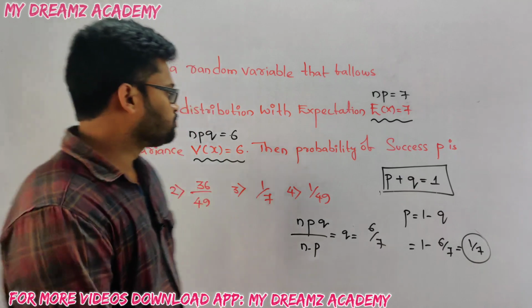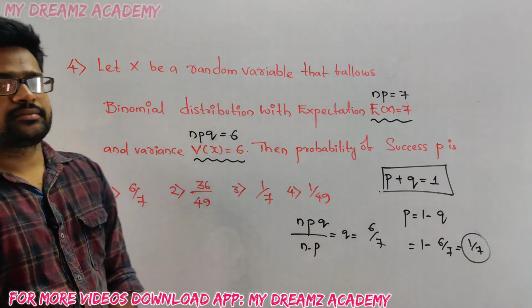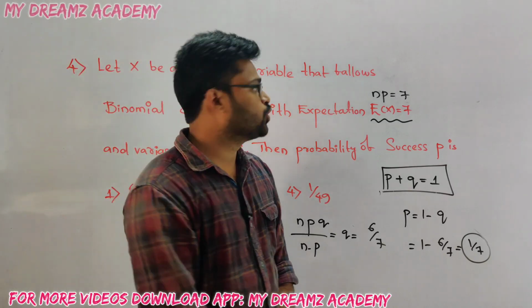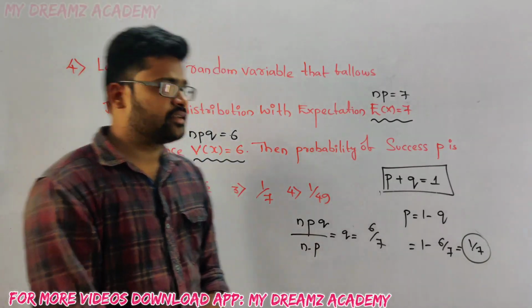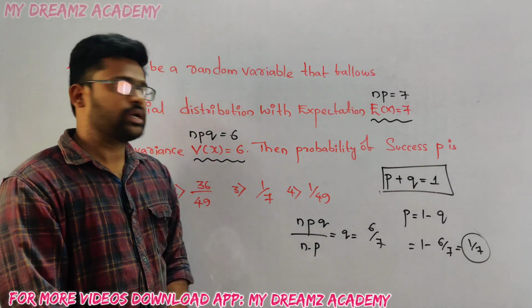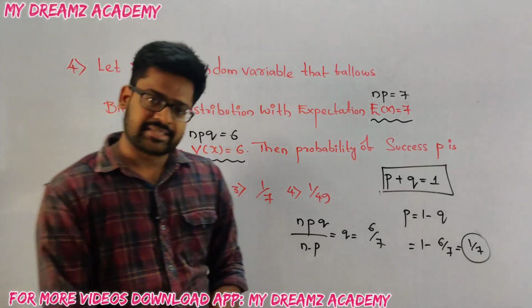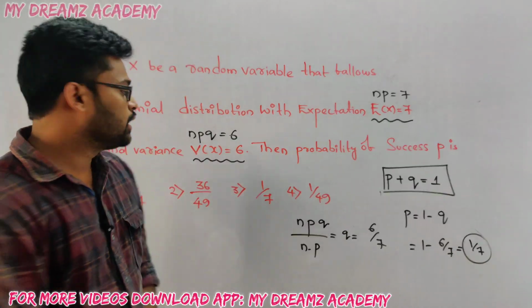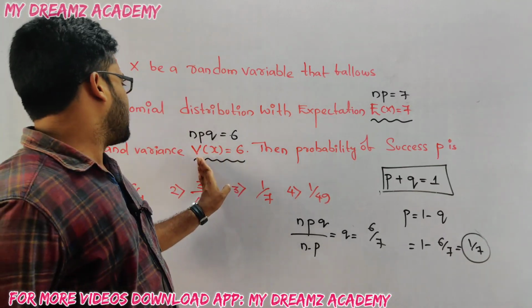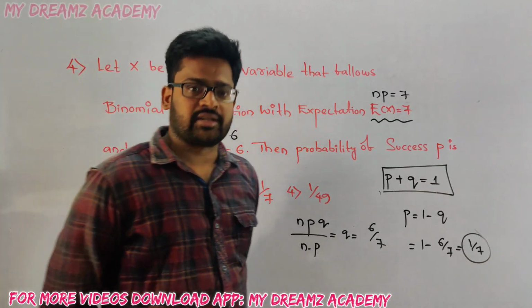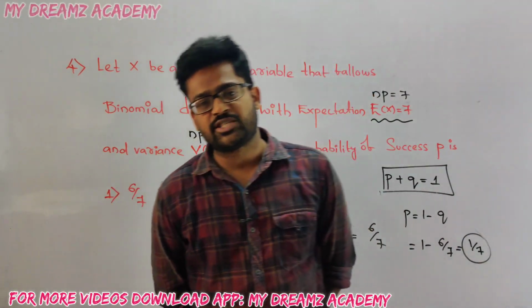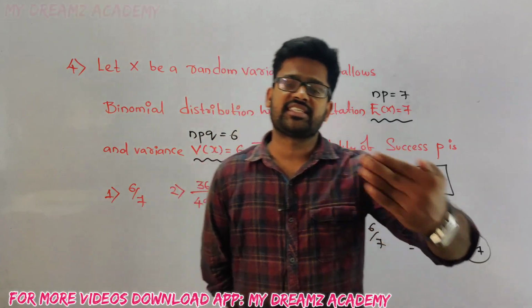Now, expectation in the binomial distribution is n into p, which is equal to 7, and variance in the binomial distribution is npq, which is equal to 6. In order to calculate q, npq divided by np, that is variance divided by expectation, will give the probability of failure. The probability of failure is 6 by 7, then the probability of success is 1 by 7.